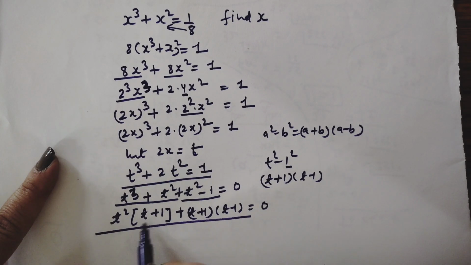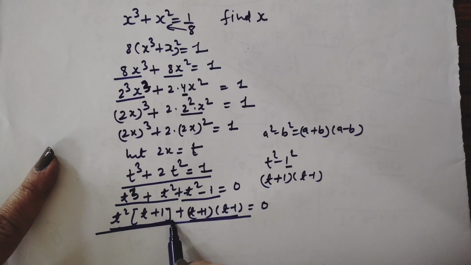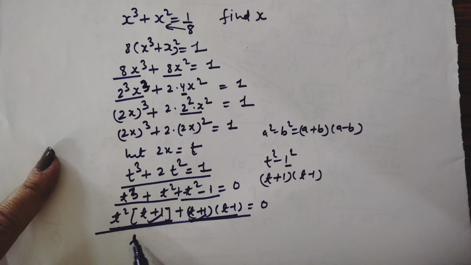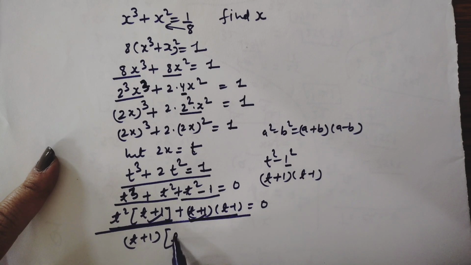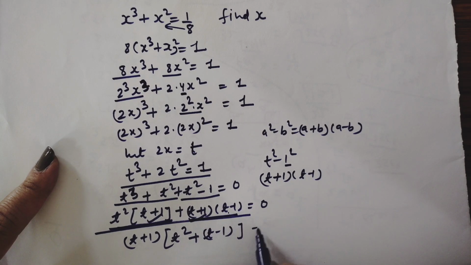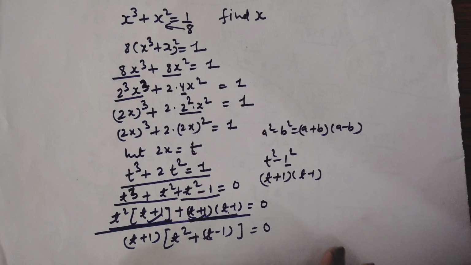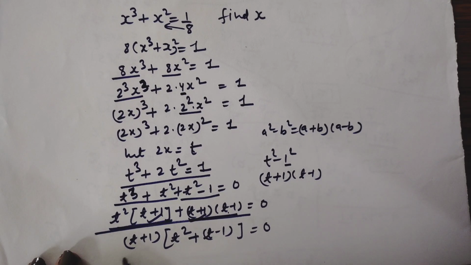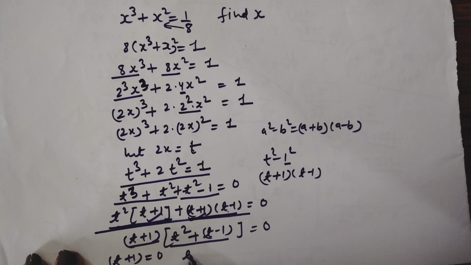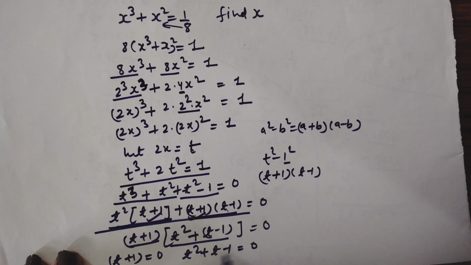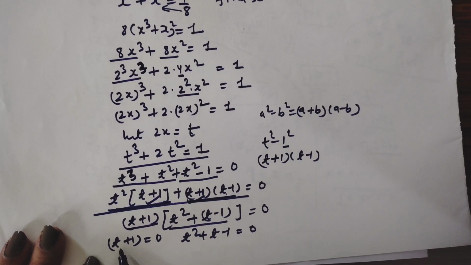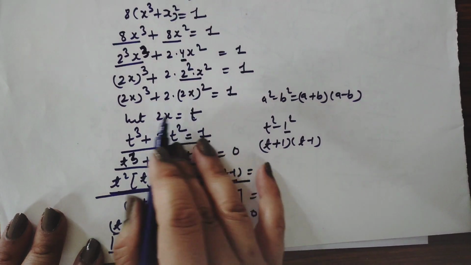After that, in this expression, this is the first term and this is the second term. In the first and second term, t plus 1 is common. So inside is t² and remaining is t minus 1 in the second term, equal to 0. There are two factors: one is linear, t plus 1 equals 0, and the other is quadratic, t² plus t minus 1 equals 0. So t equals minus 1, and remember t is 2x.